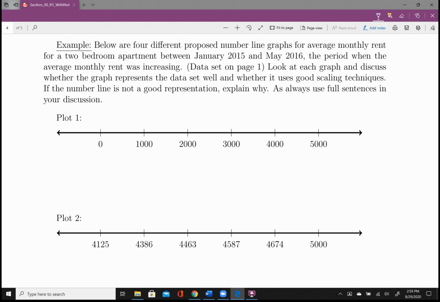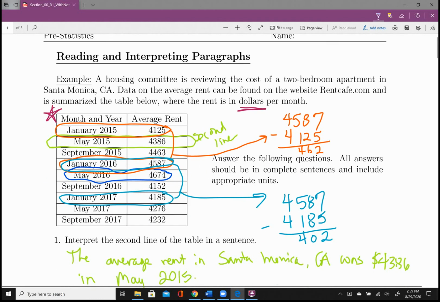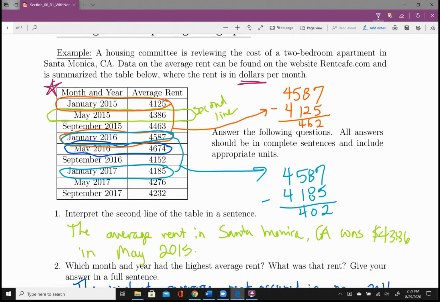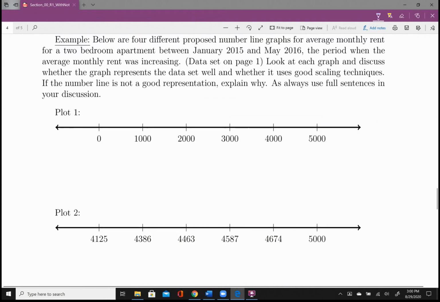Great. Let's look at plot 1. Notice that plot 1's range is from 0 to 5,000. If you go all the way back to the first page and look at that chart, what was the range of values here? Well, the smallest value for average rent was 4,125 and the largest one was 4,674. So, 4,100, 4,600, more or less. If we go back to this thing right here, plot 1 is going to be terrible for that because all of the data is just going to be squished in this one little piece where I've circled it, right?